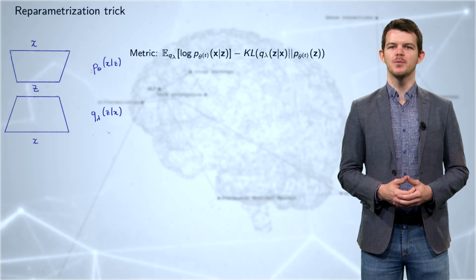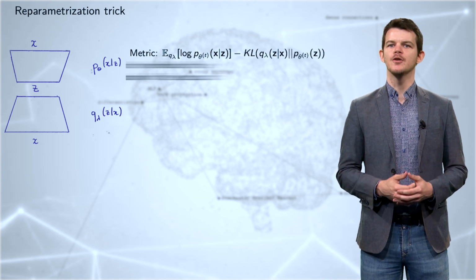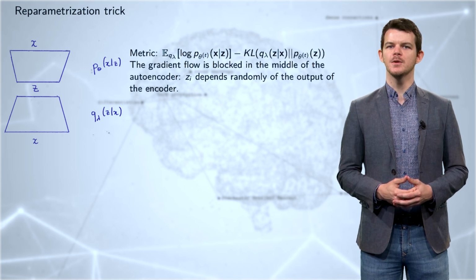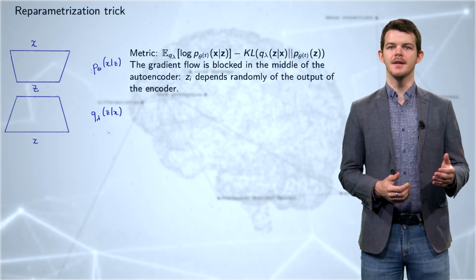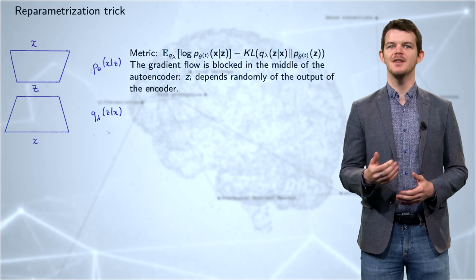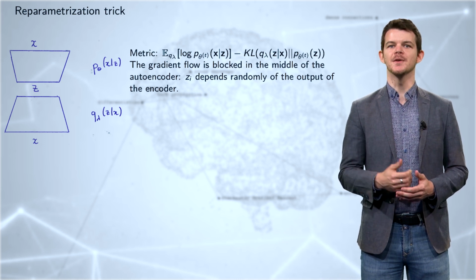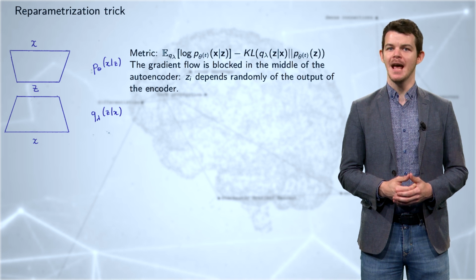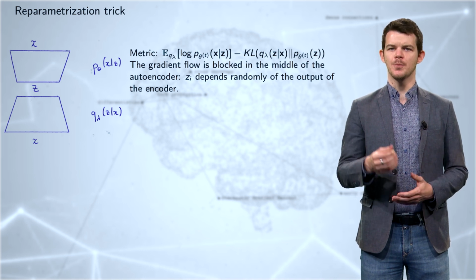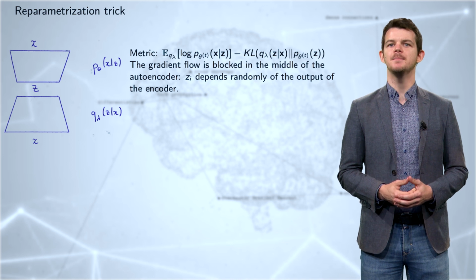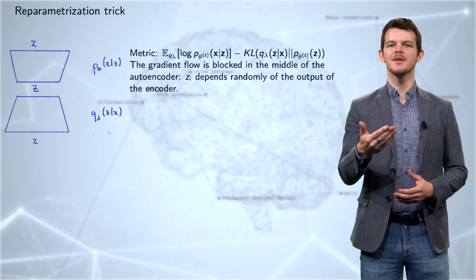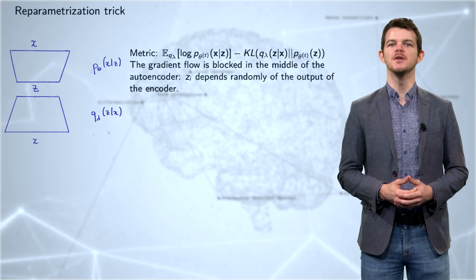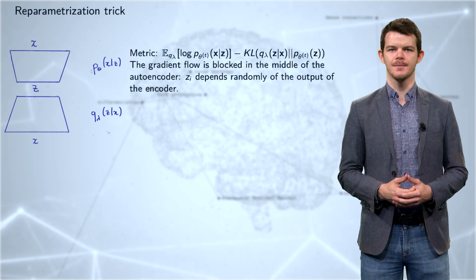The other more fundamental problem is the gradient flow in the backpropagation step. In fact, the gradient flow is blocked in the middle of the autoencoder. Indeed, the encoder produces parameters, the mean and covariance, for the distribution of z given x. However, the decoder takes variable z as input and not distributions. The problem is that z_i depends randomly on the output of the encoder. The encoder outputs parameters and z_i is randomly drawn according to these parameters.